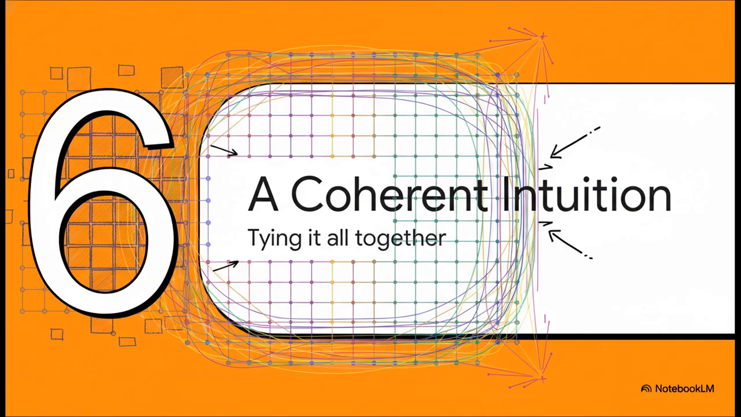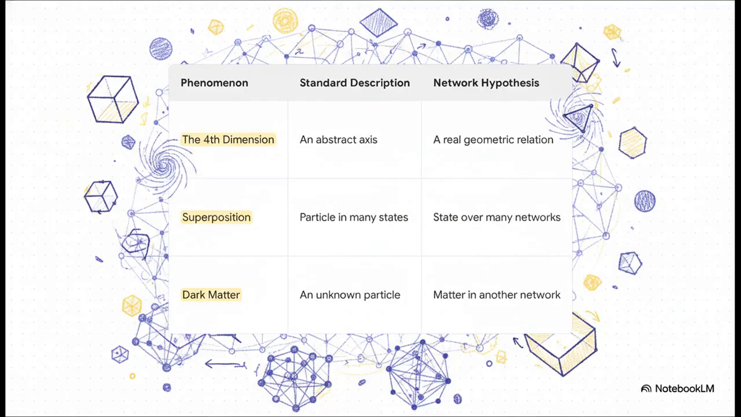So, we've pulled space apart, rebuilt it as a grid, and then layered these grids into this incredible tapestry. What's the big picture? What's the one coherent intuition we can walk away with? This table just brings it all home, doesn't it? Look at how it reframes these huge abstract problems. The fourth dimension goes from being a mathematical abstraction to a real physical relationship between networks. Superposition stops being a particle in two places at once and becomes a single state spread across multiple networks. And dark matter isn't some exotic new particle, it's just regular matter next door. In every case, it takes something deeply weird and makes it feel tangible and structural.